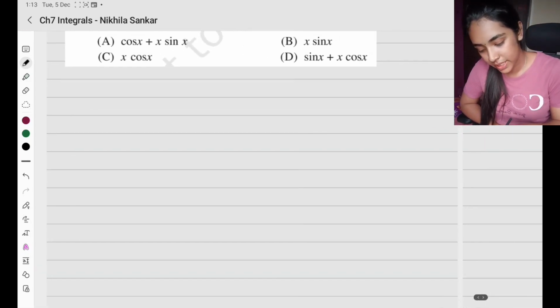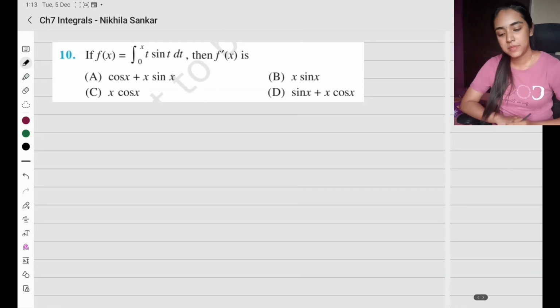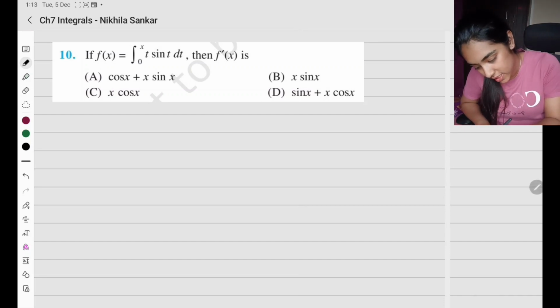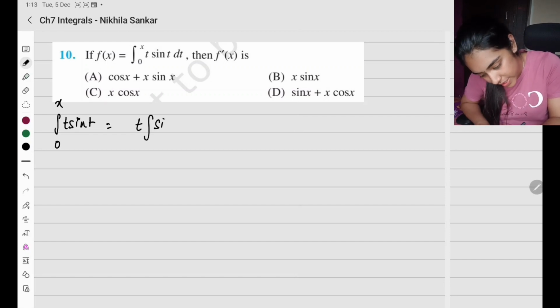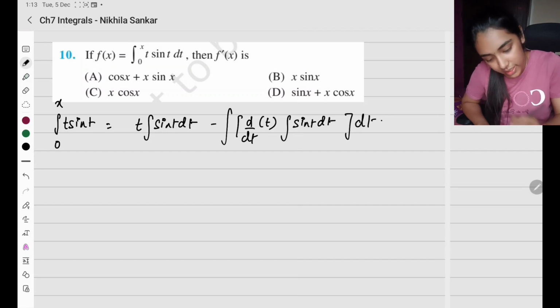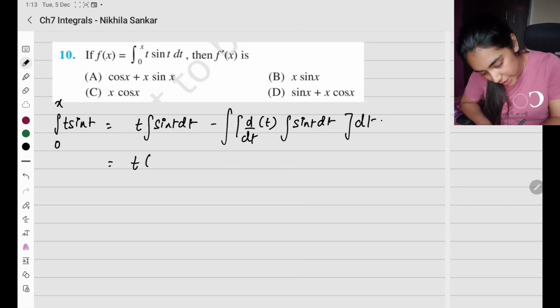Question number 10. Here I have t times sin t, and this is going to be integration by parts. So when I solve the integral, I have the integral of t sin t from 0 to x. I'll first solve the integral. First times the integral of the second dt, minus the integral of d by dt of t times the integral of sin t dt, close bracket, times dt. So this is going to be t into minus cos t minus the integral of 1 times minus cos t times dt.